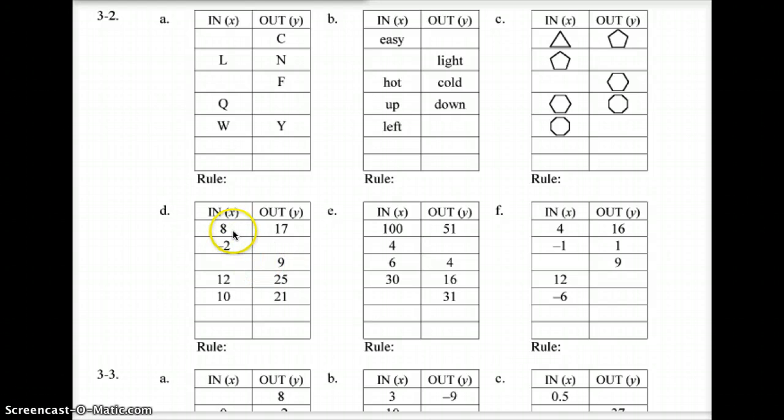For D, from 8 to 17, from 12 to 25, from 10 to 21. I'll give you the first one. You know, 8 to 17 is plus 9, 12 to 25 is plus 13, 10 to 21 is plus 11. Doesn't seem to be doing anything so much that way we can figure out. But 8 times 2 is 16, 16 plus 1 is 17. 12 times 2 is 24, 24 plus 1 is 25. 10 times 2, 20, plus 1, 21. So please figure out what these 2 would be, and then come up with 2 of your own.